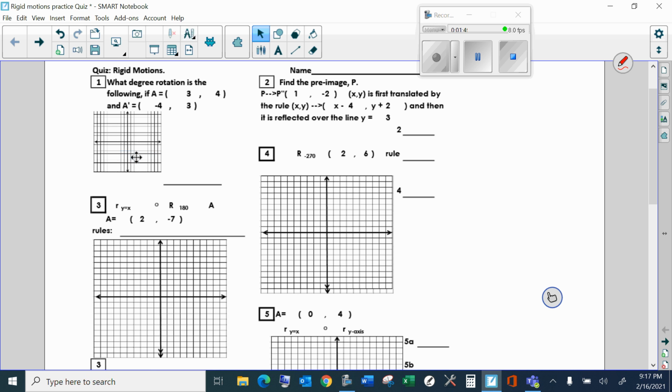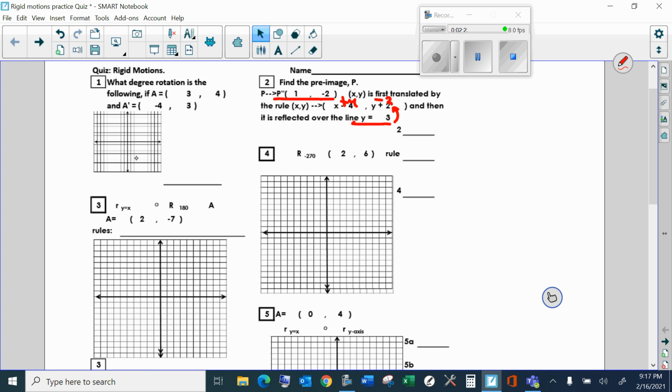All right, number 2. It says find the preimage P. Notice they're giving you the image, P double prime. So there's been two things that have happened to get to (1, -2). We want to go backwards. Sometimes I have to go backwards. When we did something in the worksheet before, you start going backwards. You start here and then go to there, which would be a +4 and a -2, going backwards on that one. But first, I have to reflect it over line y equals 3.